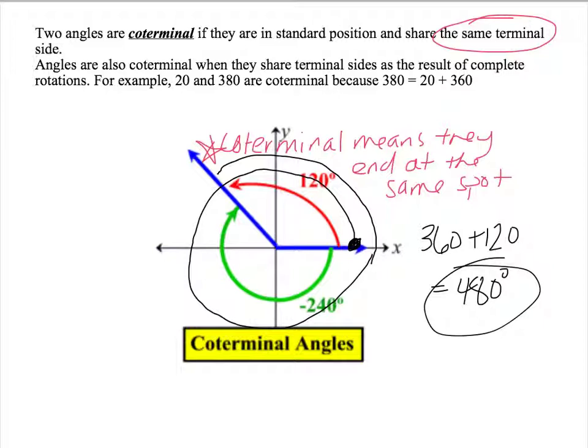Is 480 degrees coterminal with negative 240? Yeah, because they end in the same spot. Suppose I wanted to keep going in the negative direction. I could take the negative 240 and subtract another 360, another revolution. And that would put me at negative 600, and we'd be at the same spot. Okay, let me practice that.